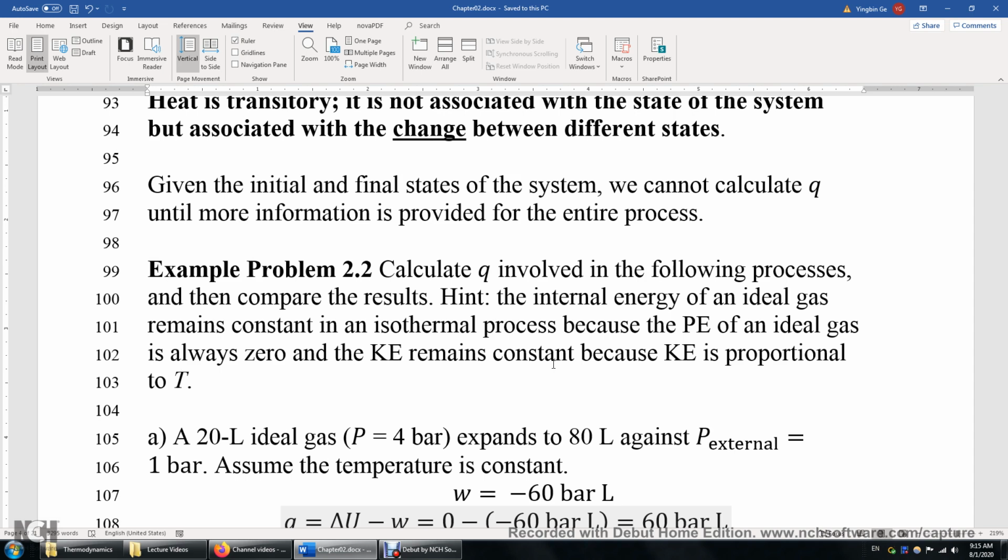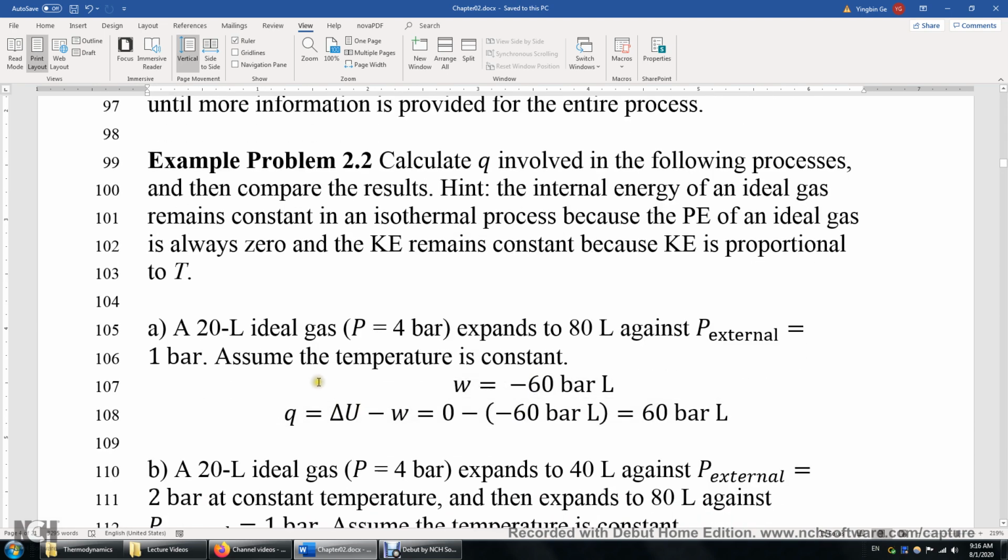In summary, for ideal gas, the change of potential energy is always zero. The kinetic energy change is also zero if the temperature change is zero. And therefore, the internal energy change of an ideal gas in an isothermal process is always zero. There's no change. Alright, so that means delta U is zero. That means Q is negative W. Right? Remember, delta U is equal to Q plus W. So in this kind of situation, we usually compute work first, and then we compute Q.